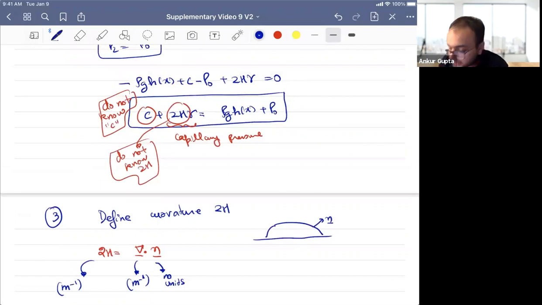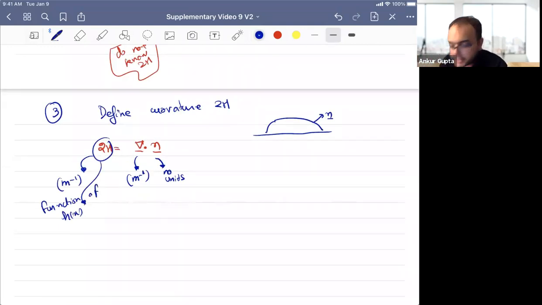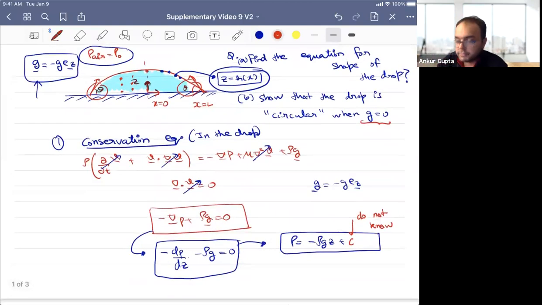And what I want to find is essentially some sort of function of h of x. To do that, this is something you may not know as comfortably. You write z is equal to h of x, which is the shape profile. So this is the shape profile, right? Z is equal to h of x.